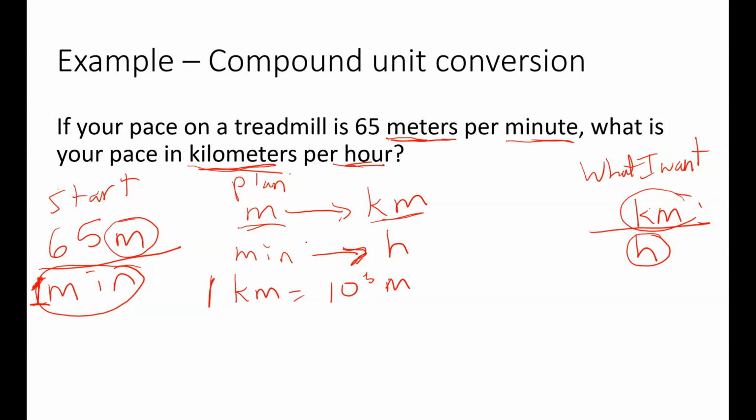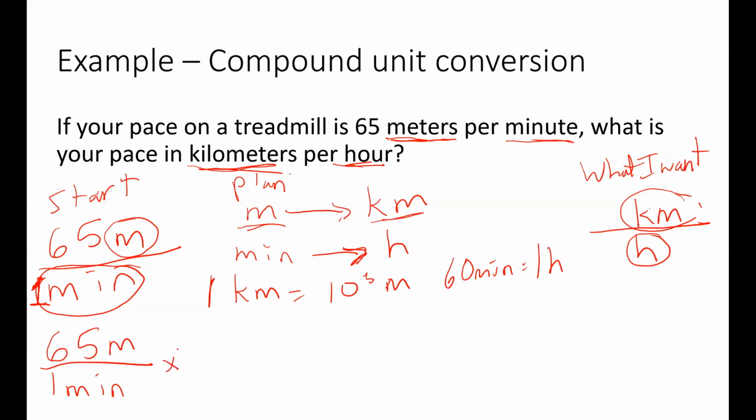We also can write an equivalence for minutes and hours. So 60 minutes equals 1 hour. So you want to make sure you identify what steps you're doing, what equivalences you need to do each of these steps. Then we're going to take my 65 meters for every 1 minute, and I'm going to do my first step. I'm going to convert my meters into kilometers.